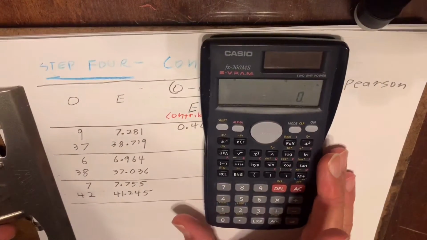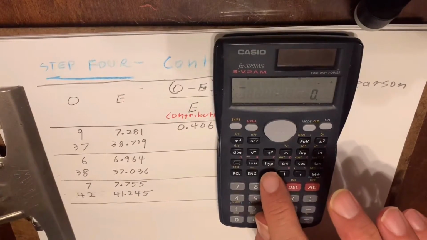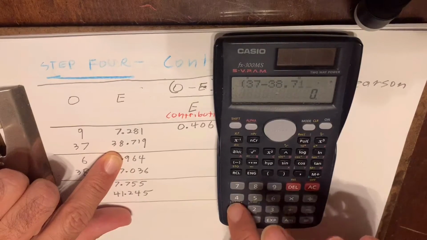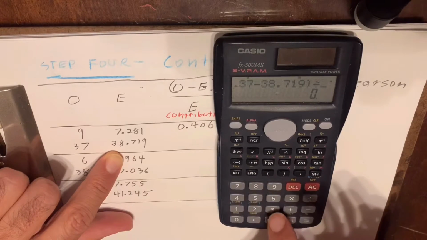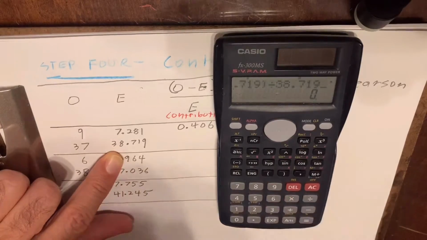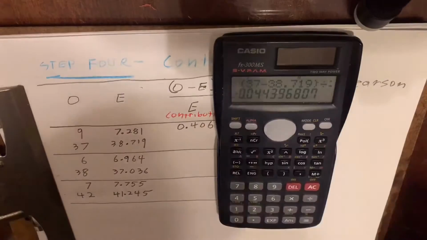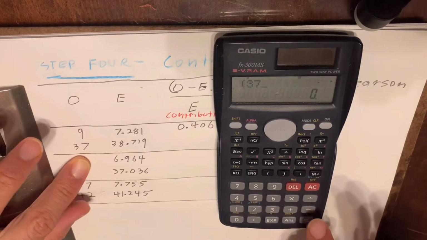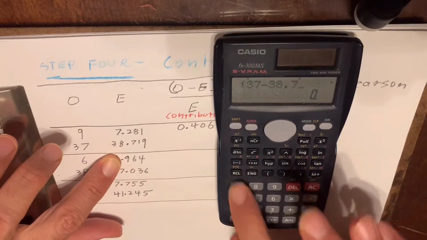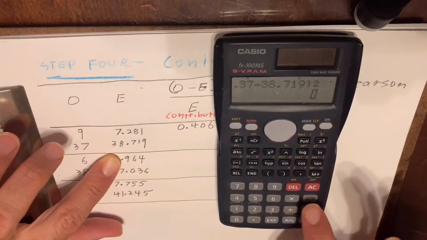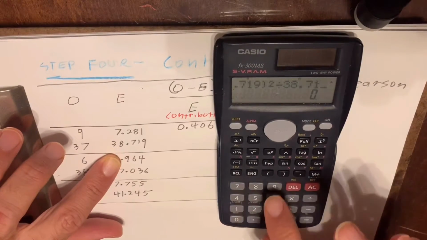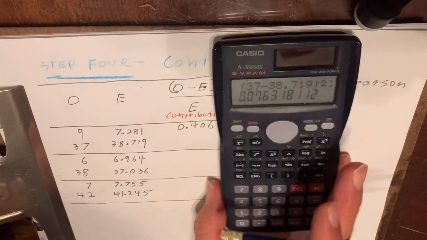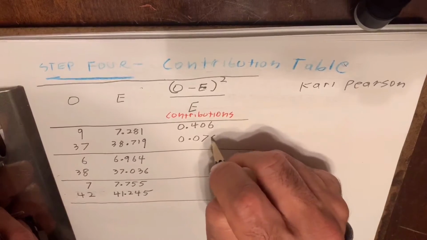All right, so let's do the next one. Make sure the calculator is in the frame. So we're going to hit the parenthesis key, 37 minus 38.719, close parenthesis, divided by 38.719 equals, and we get 0. Oh, I didn't square it. I made a mistake. Let's do it again. So we have 37 minus 38.719, close parenthesis, squared, divided by 38.719 equals, and we get 0.076.